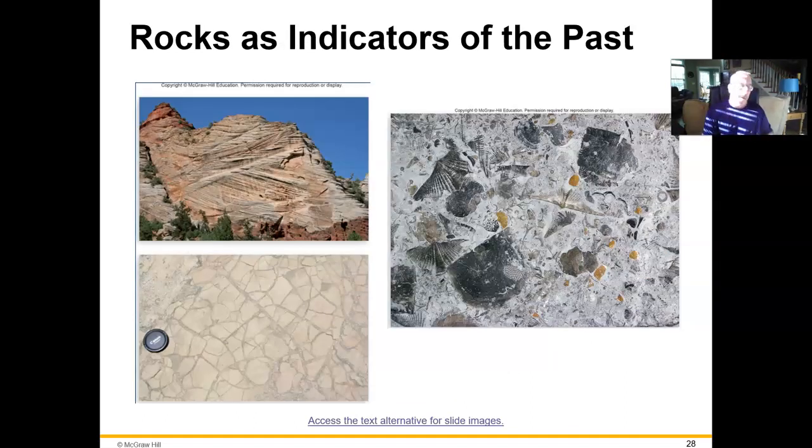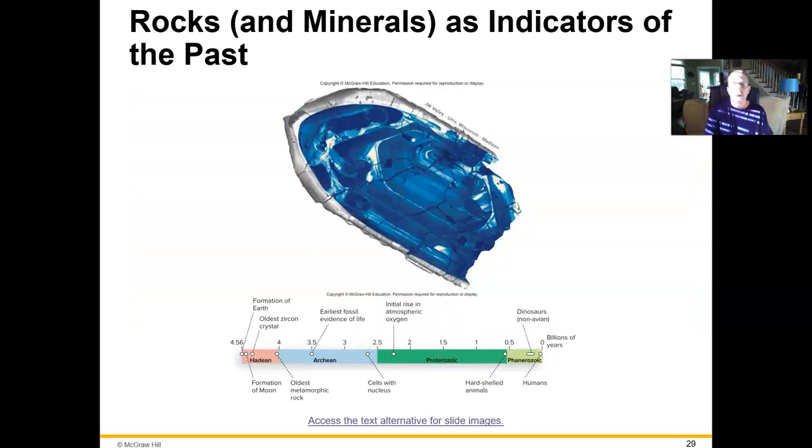And again, we talked about this in the first chapter. We can study rock layers and we can learn about the past and when these layers were formed and what the environment was like in the geologic past.